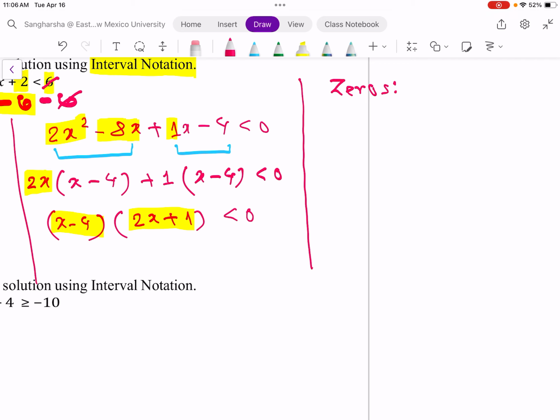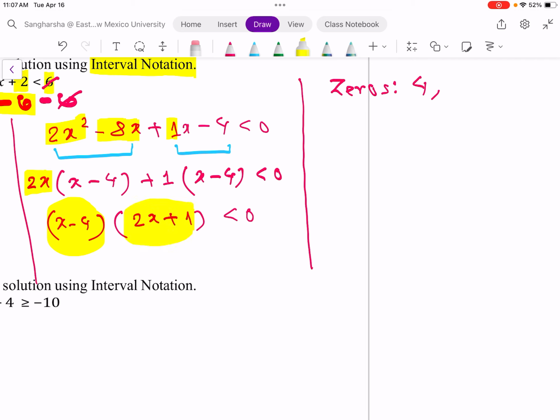Okay. Now, we take, for what x value is this first factor 0? Can you tell me an x value such that x minus 4 is equal to 0? For what x value is x minus 4 zero? Positive 4, right? Okay, 4 is the zero. Now for what x value is this factor 0?